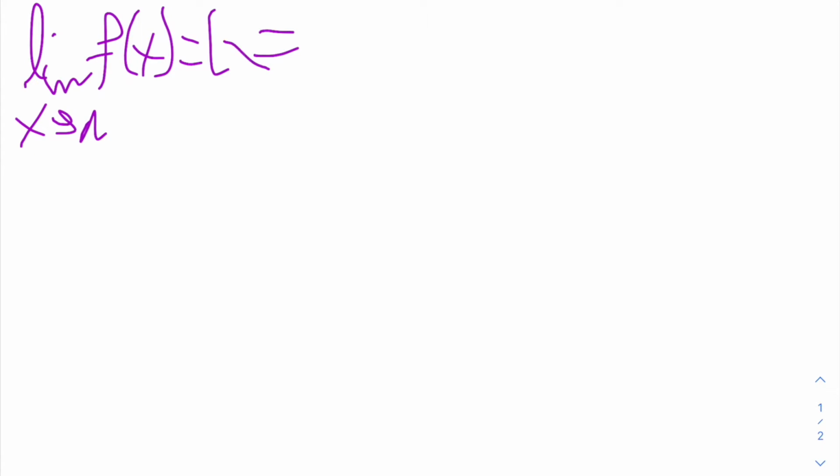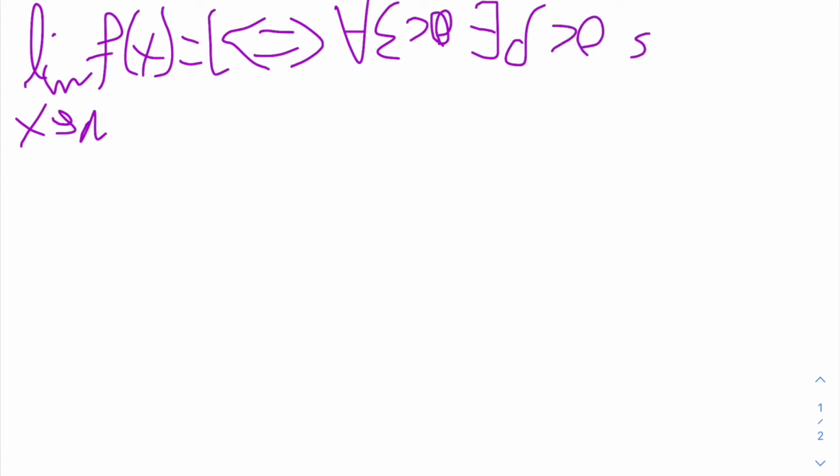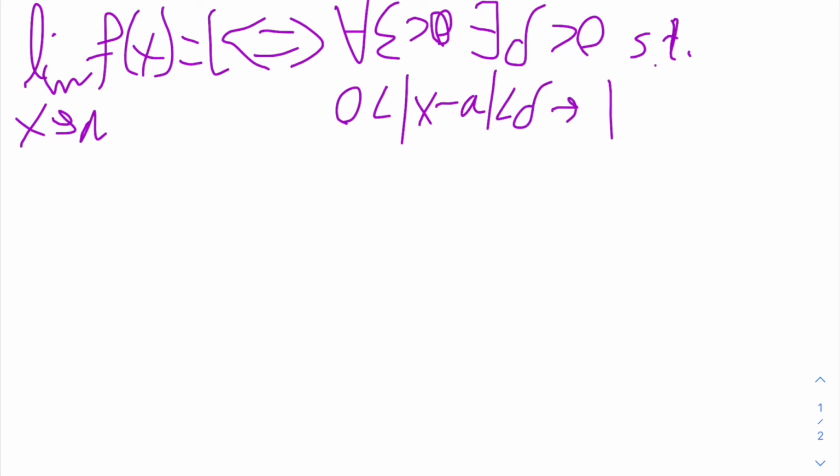This is basically defined as this. So for all epsilon greater than 0, there exists a delta greater than 0 such that our following implication holds. And this implication is: the distance between x and a is greater than 0 and less than delta implies that the distance between f of x and L is less than epsilon, right?